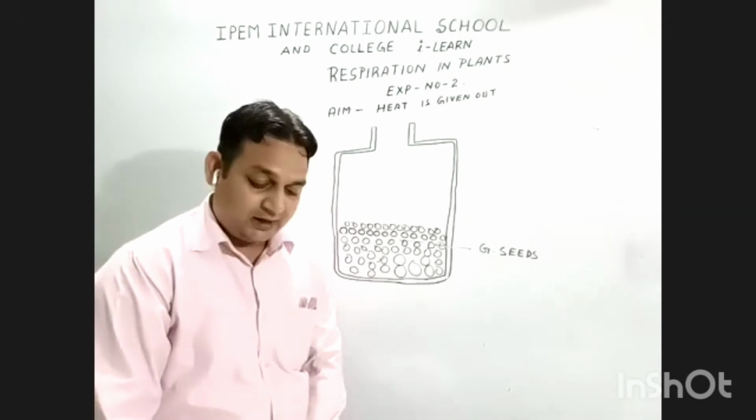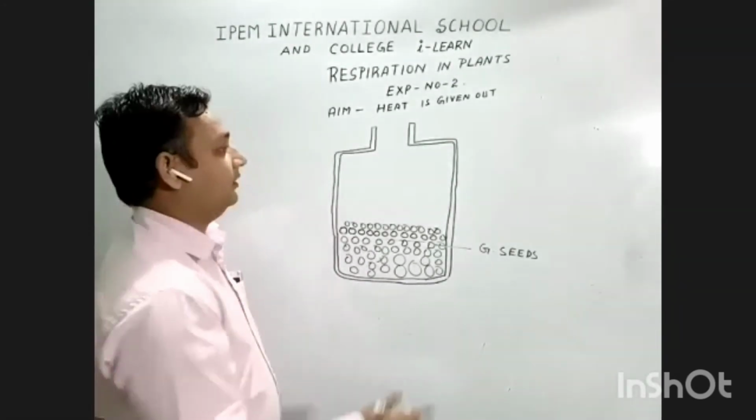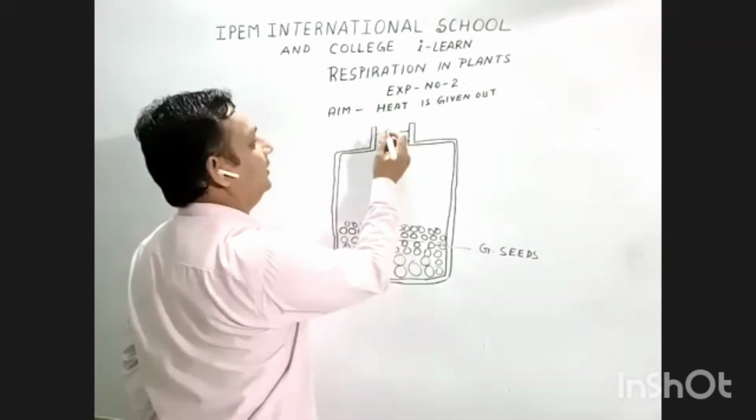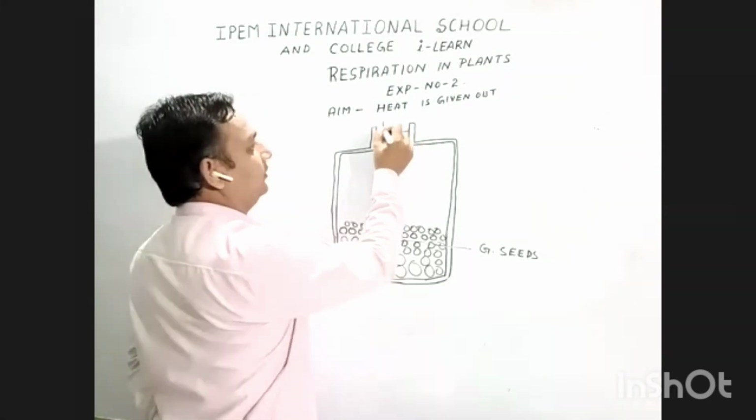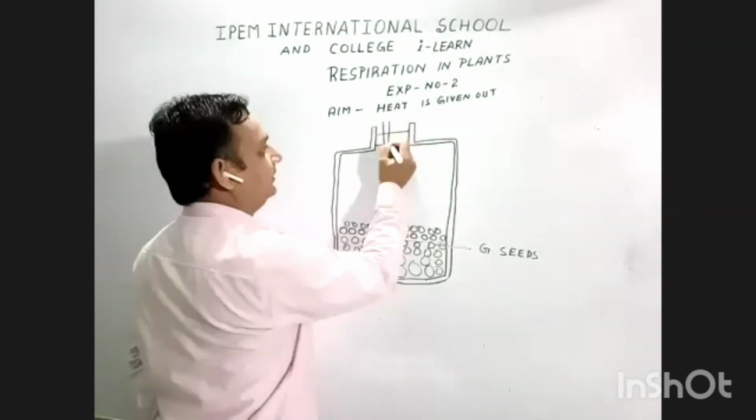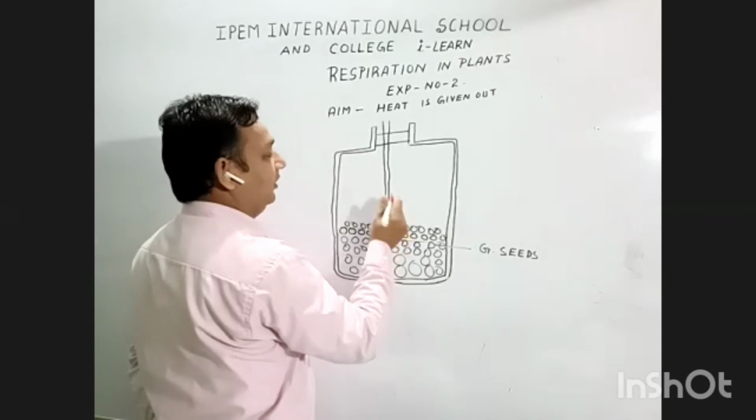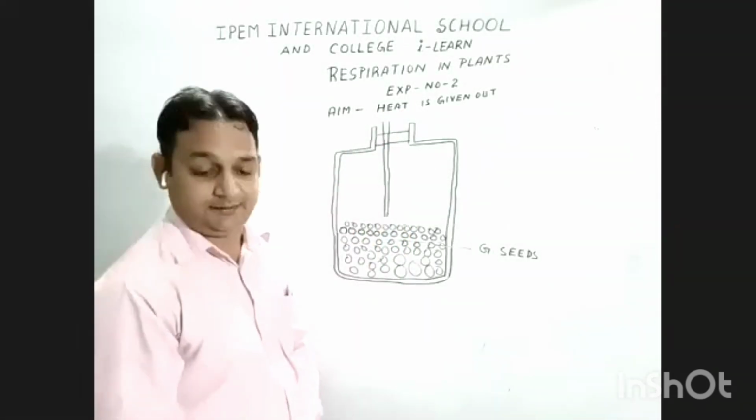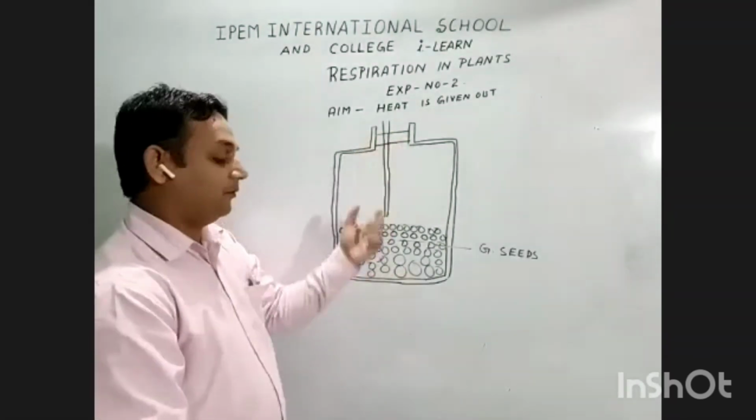Now introduce a thermometer inside the flask through the hole of the cork fitted into the mouth. Here we have put a cork, and through the hole of the cork we are introducing the thermometer. Fit it into the mouth of the thermoflask.